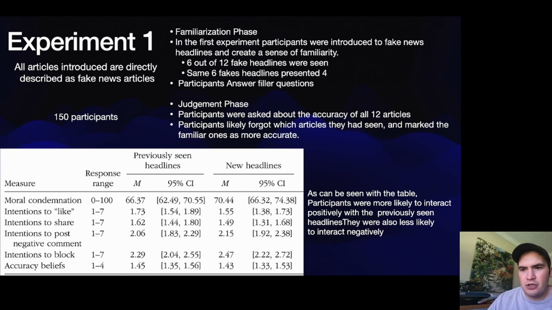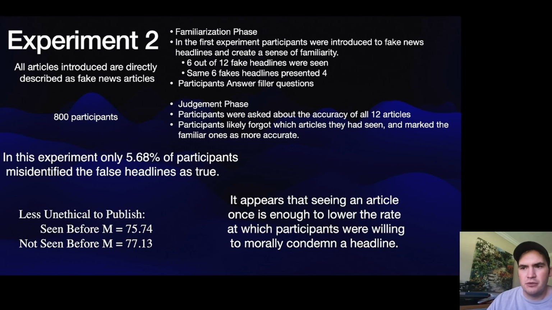And so it shows that people are more likely to like or share or even to post just something they've seen before. They've seen it, so they're going to post it or interact with it in some way. It also shows the opposite is true. They're not going to block them or have negative intentions or negative comments because they've seen it before. So it shows that familiarity creates a level of trust or a level of false accuracy in some situations.